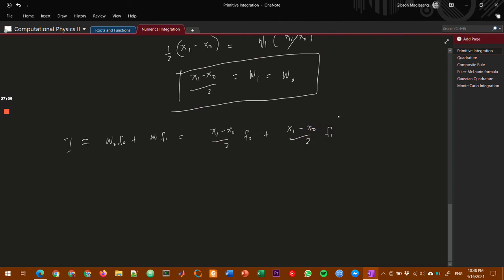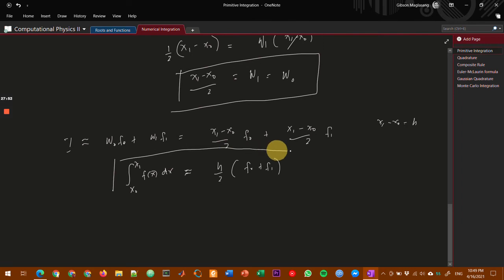And then to simplify things, kaning x1 minus x naught, we'll call that h. Later on ma-term ni siya as iyahang interval. Okay? So we can have h over 2 times f naught plus f1. So this would be the result sa to integration, from x naught to x1, approximating the integral of f of x dx.